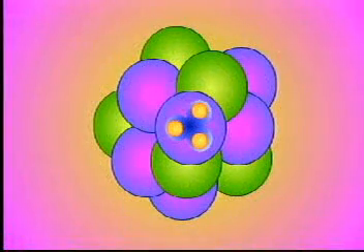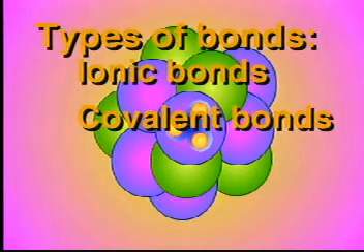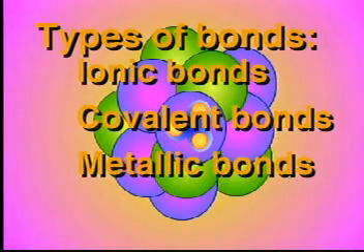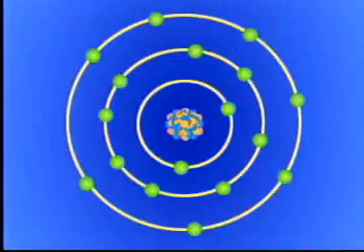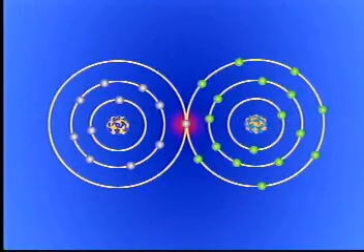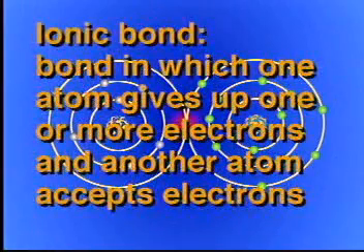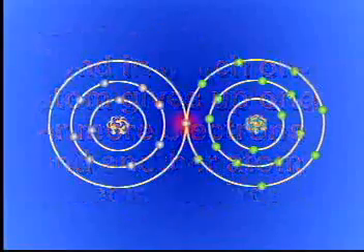Let's take a look at common types of bonds: ionic bonds, covalent bonds, and metallic bonds. The first type of atomic bonds we will discuss are ionic bonds. An ionic bond is a bond in which one atom gives up 1 or more electrons and another atom accepts the electrons. Ionic bonds are quite common.